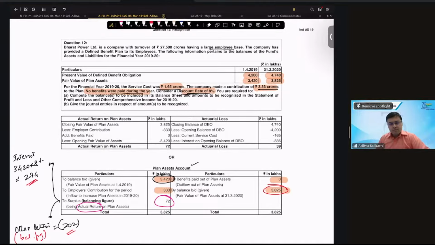So we can also write interest in that plan asset account, you can write 274. What you could do is write here 'to interest' and here 'by actuarial loss'. Perfectly fine. So Ayush is saying we will write 'to interest' 274 here, which is okay. In which case you will have 'by actuarial loss' 202 on the credit side as a balancing figure. That is also fine.